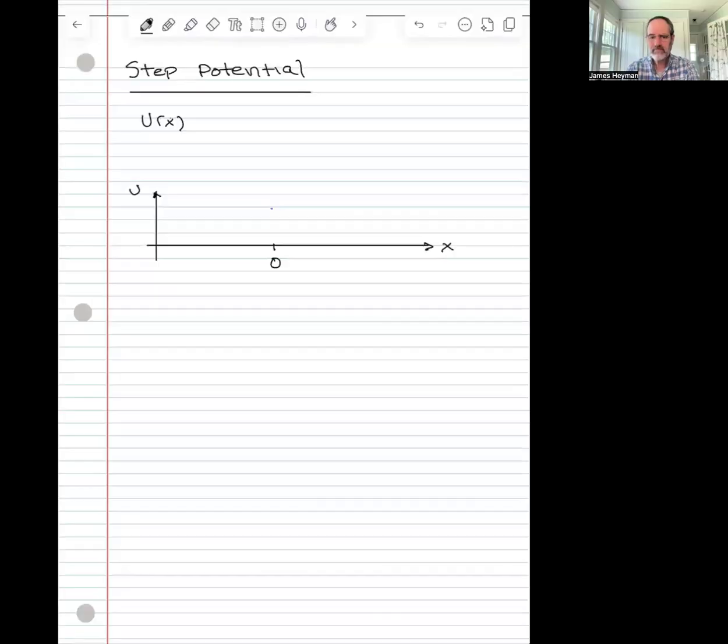Okay, well now let's turn to our problem of the day, the step potential. Here's the step potential problem. In the step potential, the potential energy is 0 for x less than 0, but it's equal to a constant value for x greater than 0.